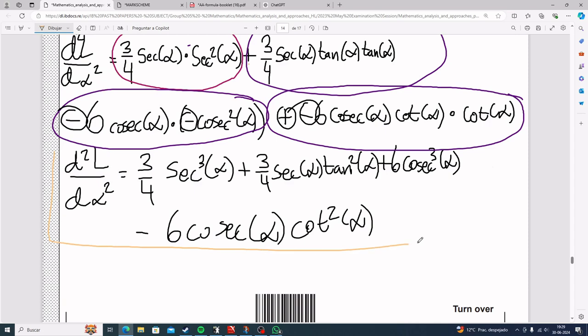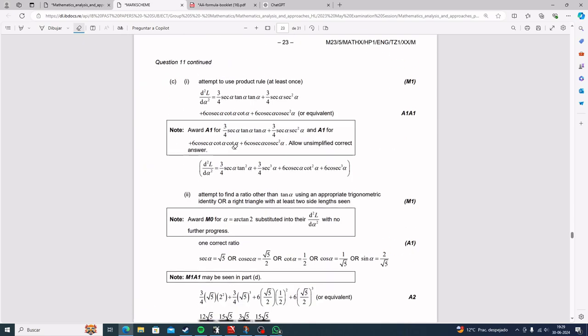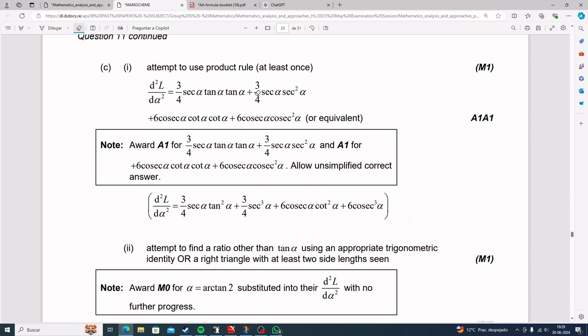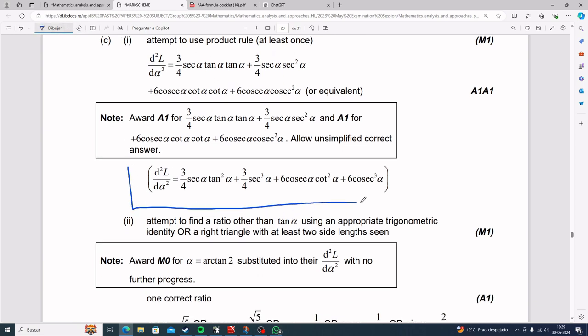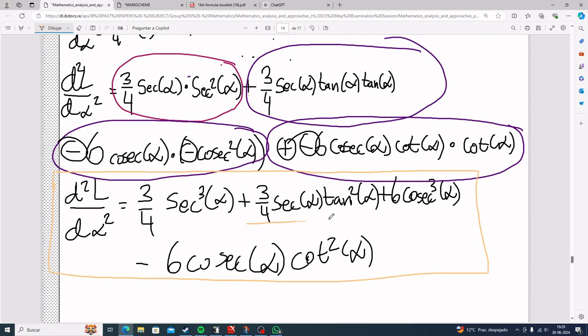Here is the second derivative of my function. And let me just show you the mark scheme just so you believe me, believe this guy on the internet. You end up with a pretty crazy long answer, and it's right over here. As you can see, you end up with the 3 over 4 sec tangent twice. So here's the sec tangent twice.